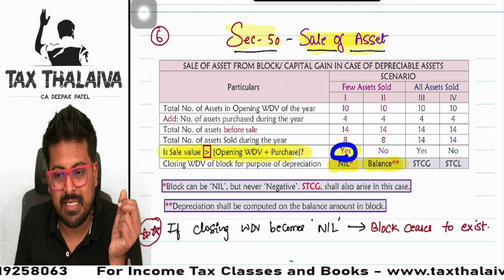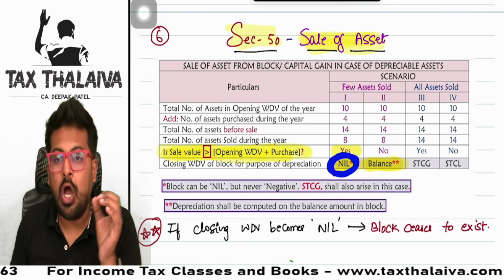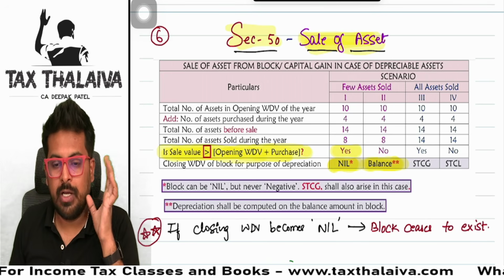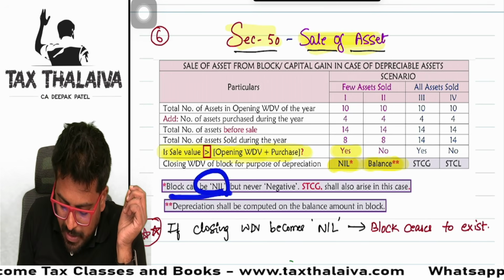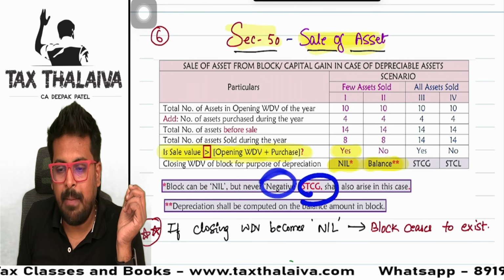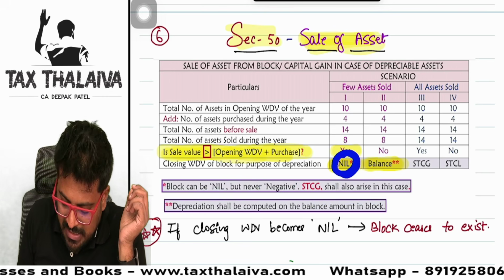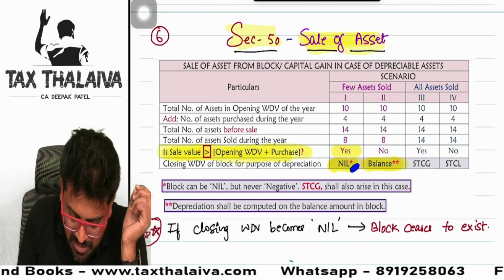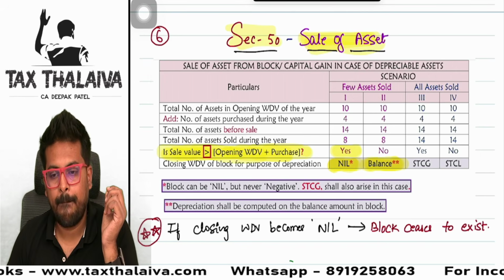If it is yes, then of course your block will become nil. Because block can be nil but can never be negative. Short-term capital gain also will arise in this case. You see here, 1 star mark is given, means this point.